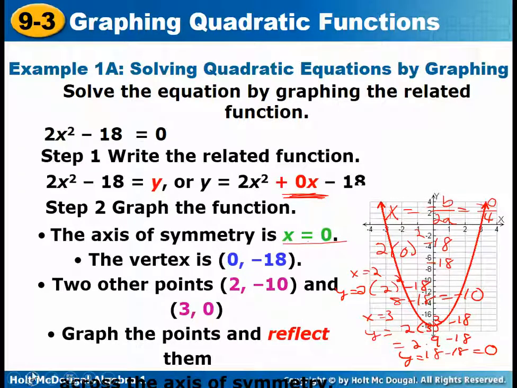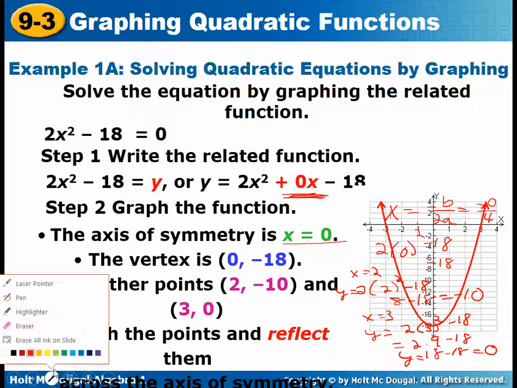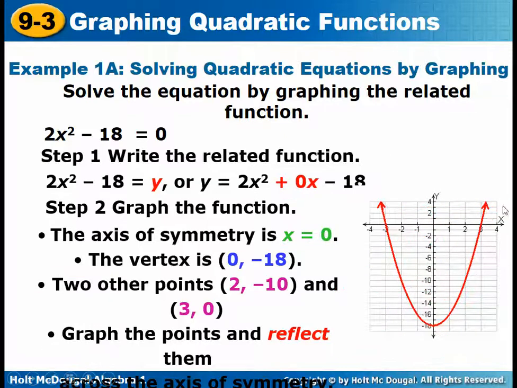And I need to erase my... So you can see the graph. So here they have all of that graph. They've got the axis of symmetry at x equals 0. They've got the vertex at 0, negative 18. They've got the other points at negative 2, negative 10. And then they also did 2, negative 10, sorry. And then they have the point 3, 0, and they have the point negative 3, 0. And then they graphed a nice smooth parabola.